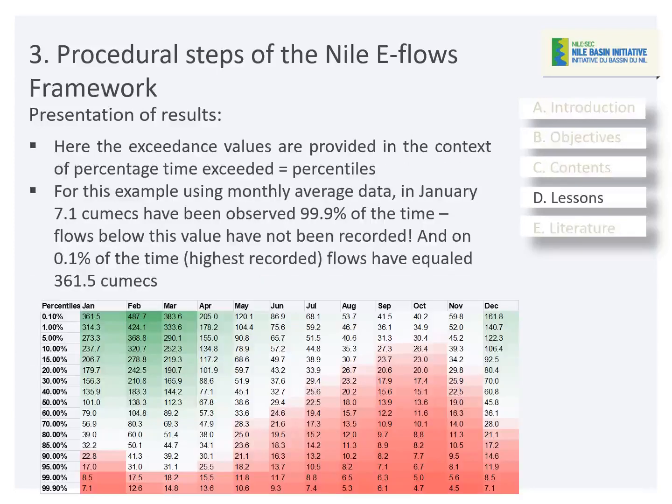So here is an exceedance, a flow duration table where the exceedance values are provided in the context of percentage time exceeded or percentiles. So here we're looking at what percentage of time flows of 361.5 cubic meters per second are exceeded in a particular river like the Tugela River. And you can see that 99.9% of the time there's more than 7.1 cubic meters per second, but only 0.1% of the time there is 361.5 cubic meters per second.